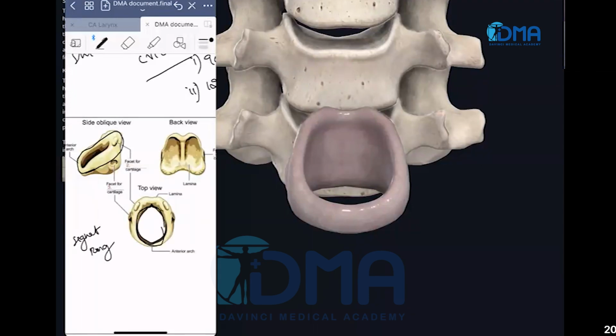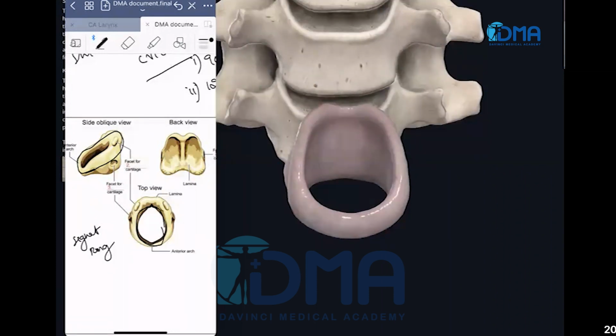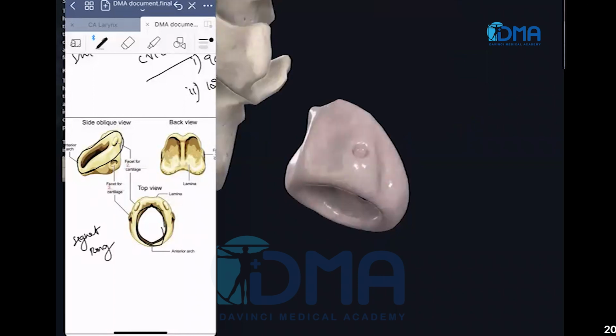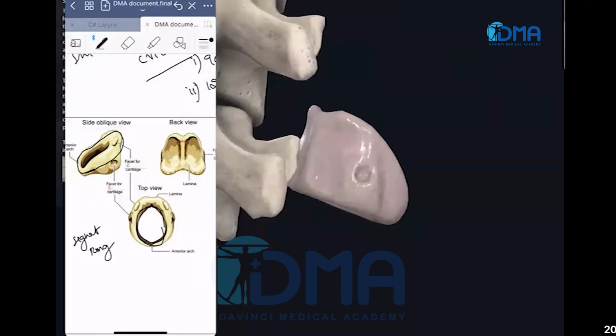This is the posterior view of cricoid cartilage. The posterior view is very slender. Anterior view is a little bit broader. Okay. Now you look, this is the anterior view of cricoid cartilage. Now, at the head of this cricoid cartilage, you will be having the arytenoid cartilage.